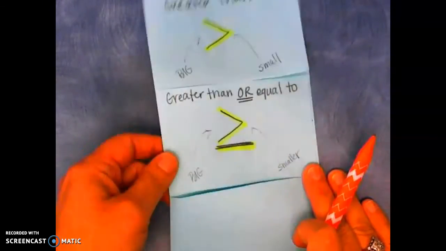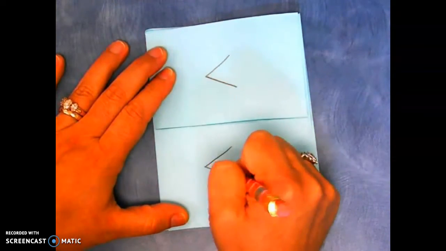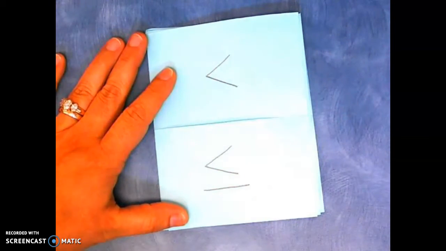Because I have limited space, I'm going to pick this up and fold it backwards so that we only see the bottom 2. And now I'm going to write the less than symbol and the less than or equal to symbol. Okay?